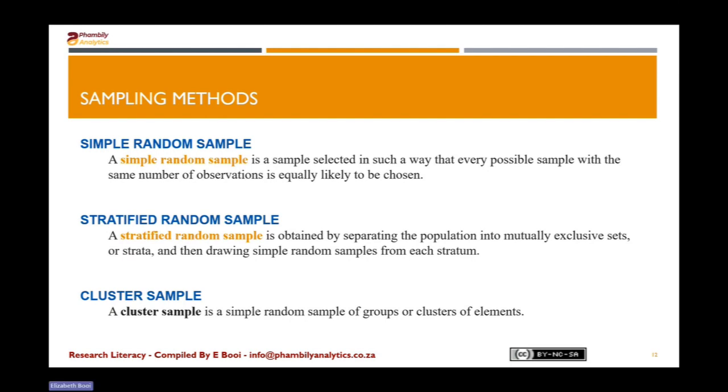The simple random method is just a method of selecting a sample in which every possible sample with the same number of observations is equally likely to be chosen. For example, we say every member who is part of that population has an equal chance of being selected. That's what we're trying to do.